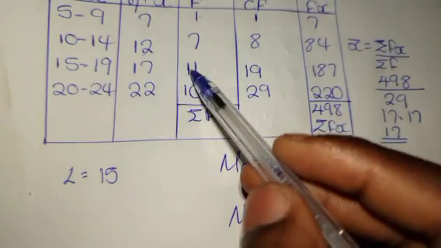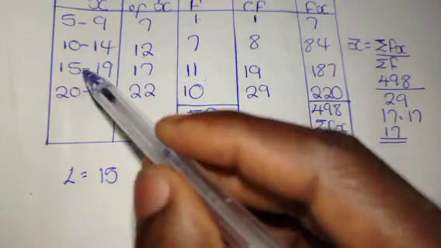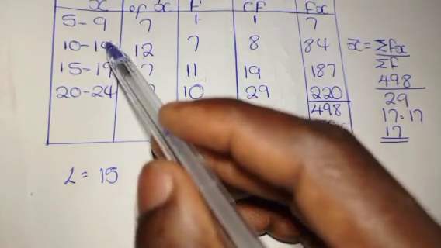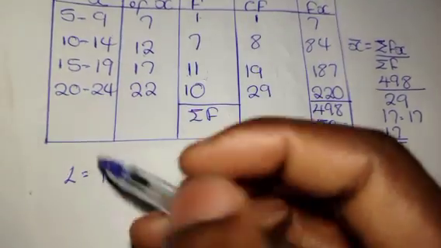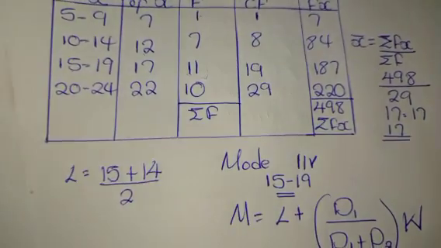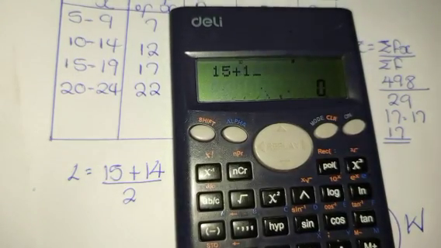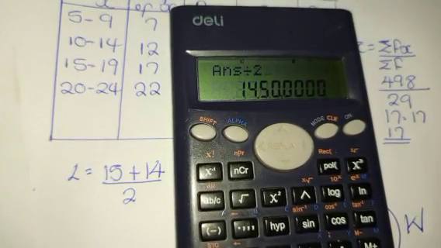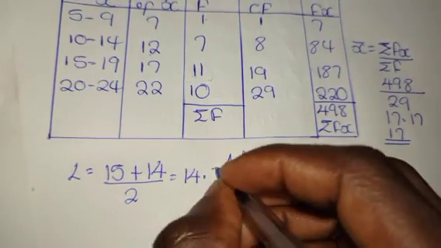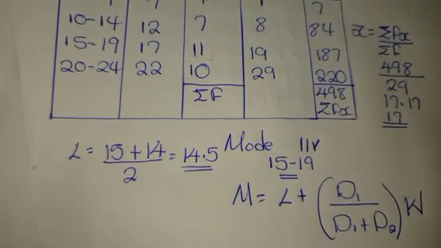Then we add it to the upper interval of the class before the mode class. The mode class is 15 to 19, so the upper interval before the mode class was 14. Then we add 14 and divide this by 2. So 15 plus 14 divided by 2, you get 14.5. This is how you calculate the lower boundary of the mode interval.